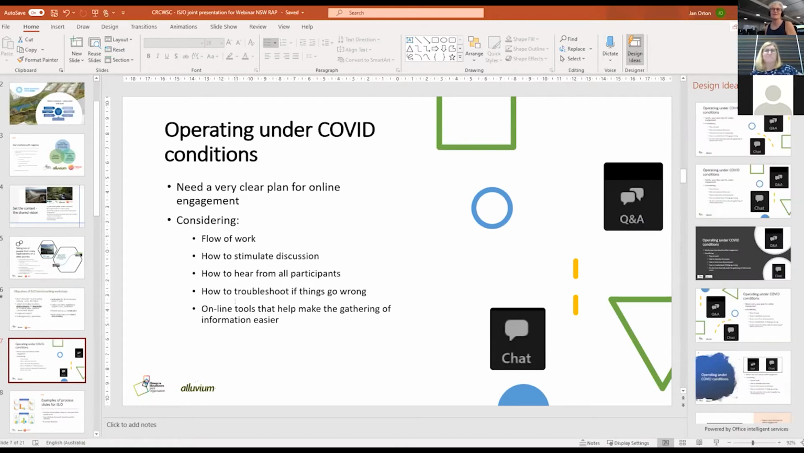As I said, one of the things I've learned a lot over the last 8 months, as I'm sure everybody has, is that online platforms need a lot of really clear planning. It's a totally different approach to a workshop where you've got the luxury of standing at the coffee table or getting something to eat and being able to have those dialogue conversations. So we really had to think very carefully about the flow of work and how we were going to get meaningful feedback from 4 councils and the ISJO as a whole.